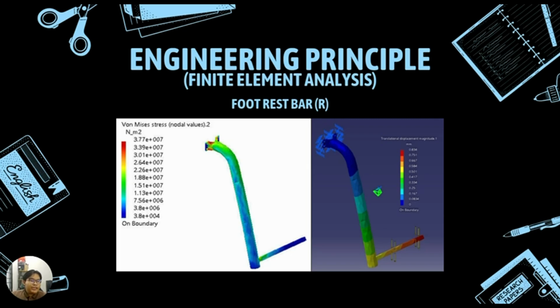And finally, the footrest bar. We applied a 200 Newton load to simulate the pressure of a user stepping onto the footrest. The maximum stress is 37.7 megapascal concentrated at the bend. This part remains safe with a factor of safety of 6.6. The displacement of 0.834 millimeters at the tip is expected for a cantilevered component but does not compromise structural integrity.